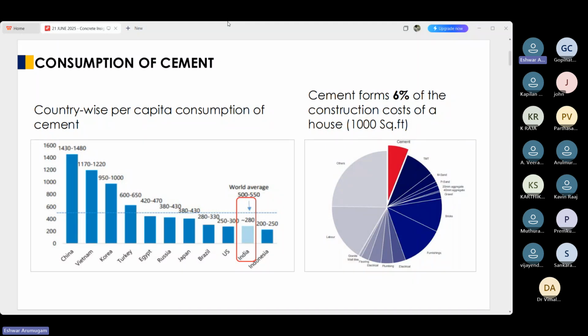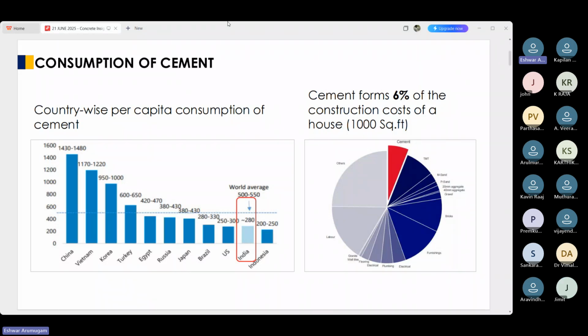Now, here it is also important to look at where a country is in its development cycle. The US's development happened in the past century, the post World War II boom, so their number is lower than the average, whereas for countries like Vietnam, China, Korea, their development happened in the last 2, 3 decades. So they are on the higher side of per capita consumption. In India, since the expectation is that in the next 2, 3 decades we are going to improve our infrastructure, there's a huge headroom for this number to grow. It is just 280 kilograms.